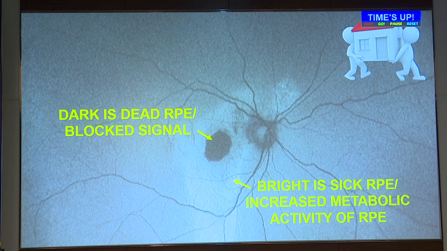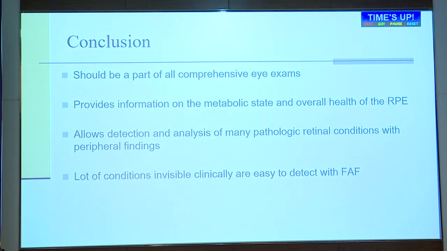So this is the final take home: black is dead RPE, and that is the blocked signal you can see here, and bright is sick RPE due to increased metabolic activity of the RPE. And the conclusion is that it should be a part of all comprehensive eye exams because it is non-invasive. It provides information on the metabolic state and overall health of the RPE. It allows the detection of many pathological conditions with peripheral findings, especially when the lesions are not seen clinically. Thank you.